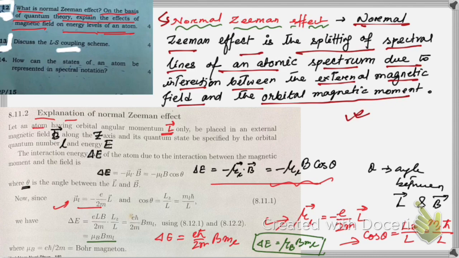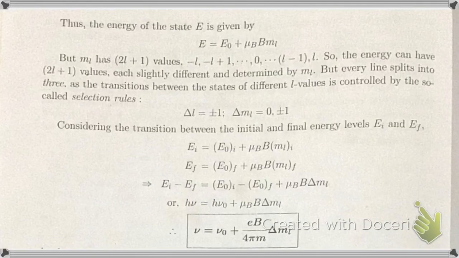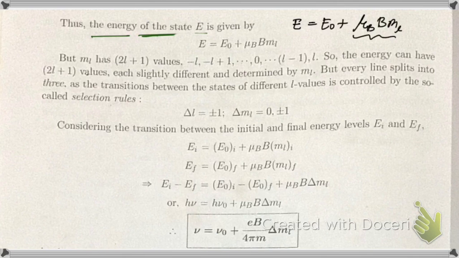So hope you can recognize this writing. I have taken the photo directly from the book. Now let's go to next slide. So here you see, thus the energy of the state E is given by E is equal to E naught plus mu B B ml, right? And this part is the interaction energy.